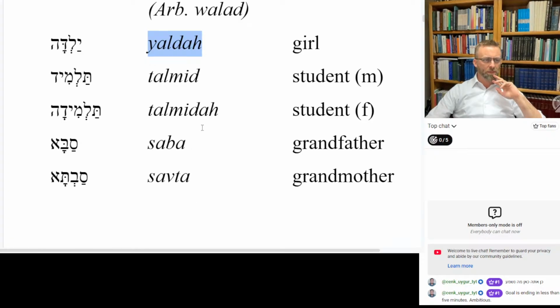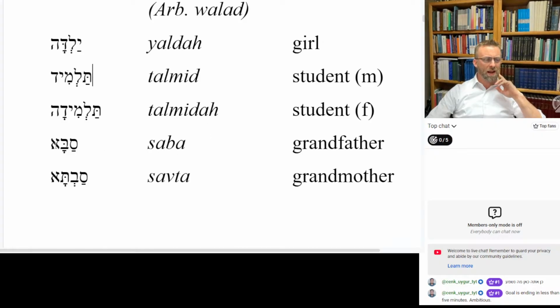Okay, let's scroll up here. So one of the words for student that we've learned is talmid. Talmid, masculine singular. This comes from the root lamed mem dalet, which we learned last time means to learn. The feminine singular form is talmidah. Talmid, a male student, talmidah, a female student.